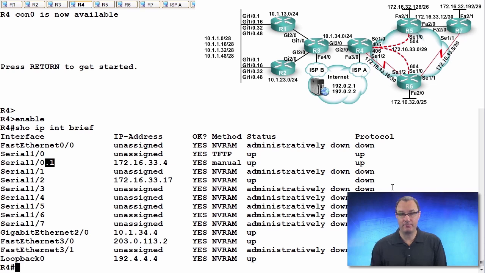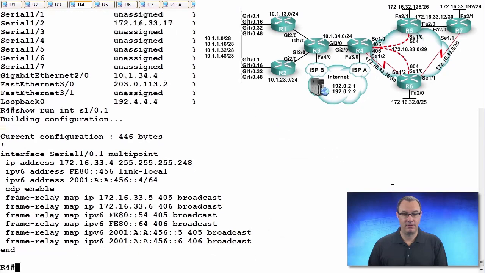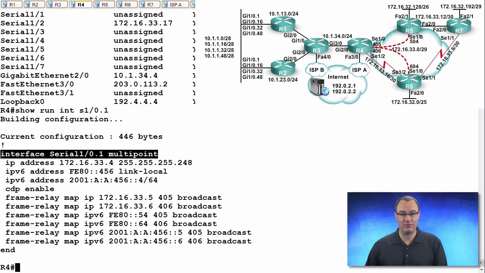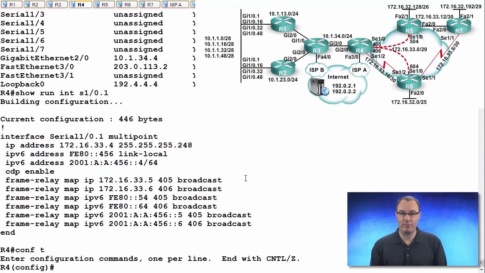Is it a multipoint sub interface? Show run int. The answer is yes. That's the kind of interface that will cook us. So let's solve this issue. How do we solve the issue? Turn off split horizon. Now let's do it before and after.